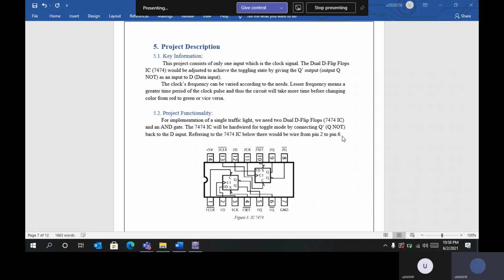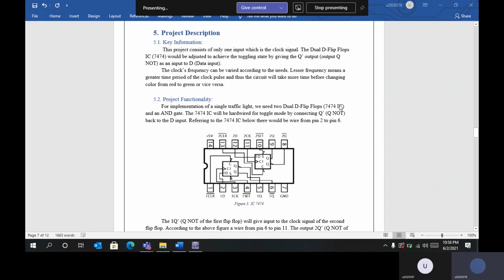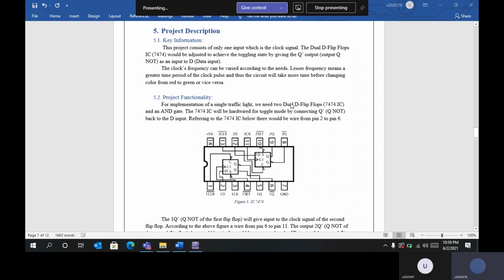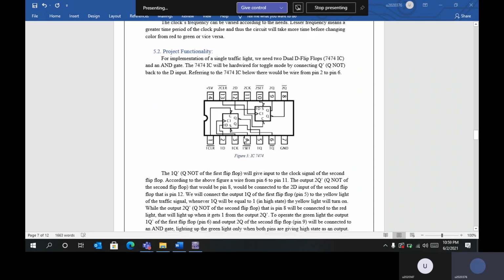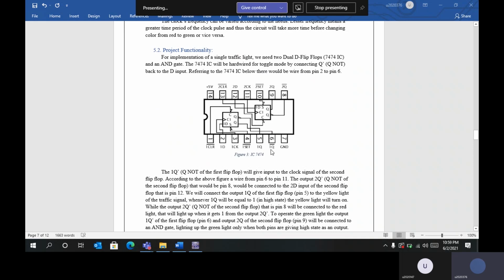I will be briefing you about our project description. As we know, we are going to use dual D flip-flop ICs and AND gates. We are going to hardwire our D flip-flops in order to achieve the toggle state. We would be connecting the Q naught output of the first flip-flop to the D input of the first flip-flop. This will help us achieve that toggle state. Similarly, for the second flip-flop, we will be connecting a wire from 2Q naught to the 2D input.